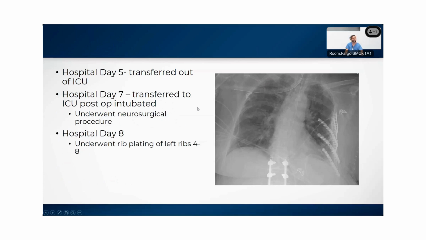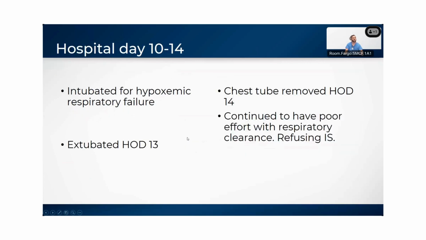The patient continued to progress. In hospital day 5 was transferred out of the ICU. She did require neurosurgical procedure and was left intubated for that. And then following day did undergo rib plating on the left side there. So some patients are good candidates for rib plating. She was one that had a lot of pain, feeling of chest instability, really difficulty with airway clearance due to pain.